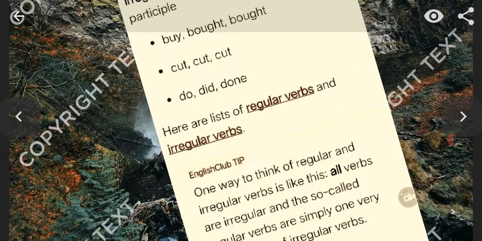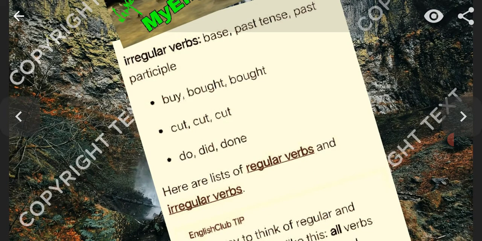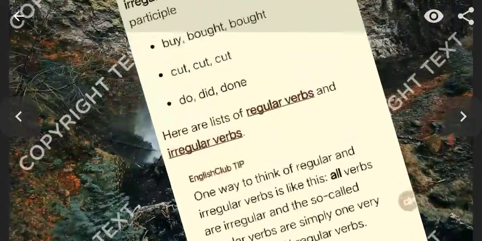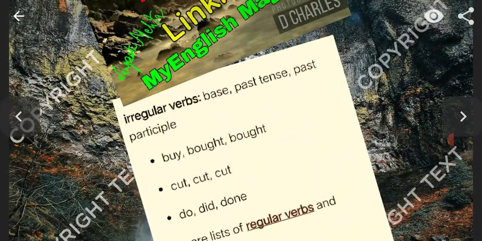Clear today? Now the next is irregular verbs. What is the irregular verbs I am telling to you? Irregular verbs are based on past tense, past participle.